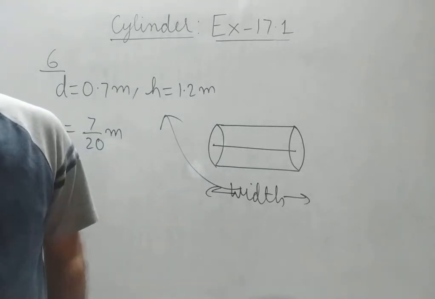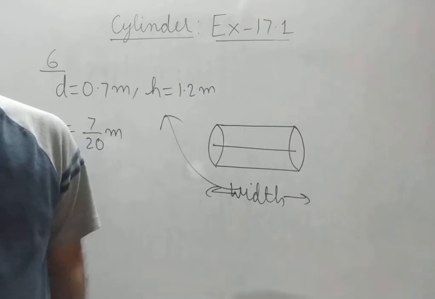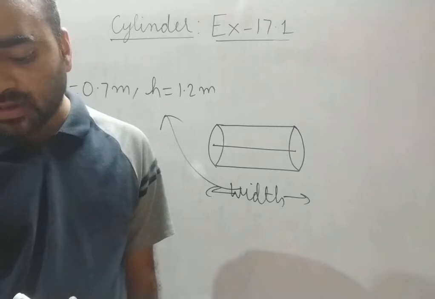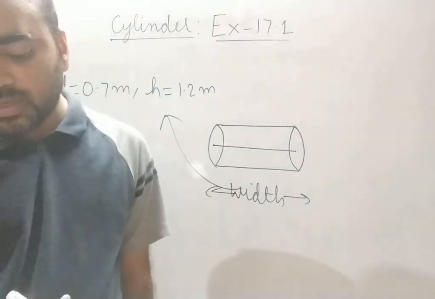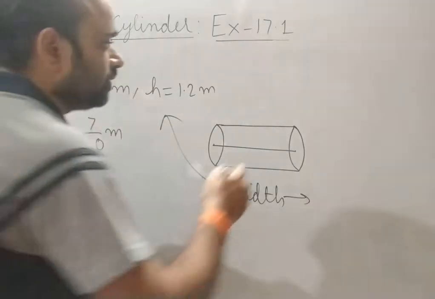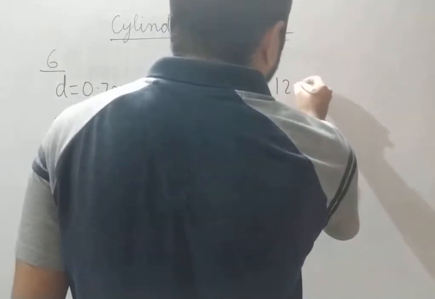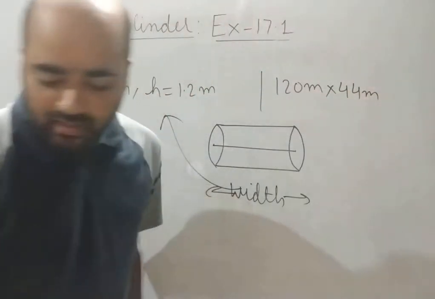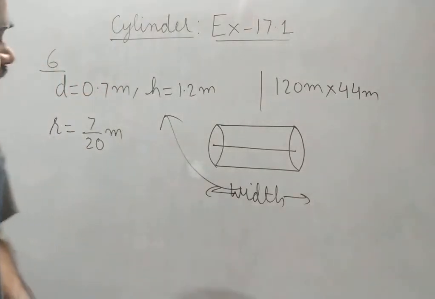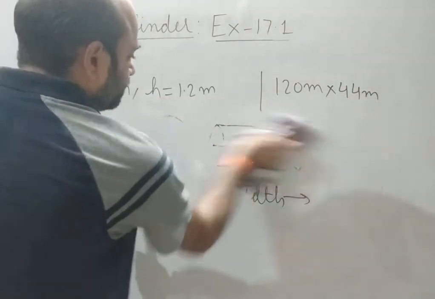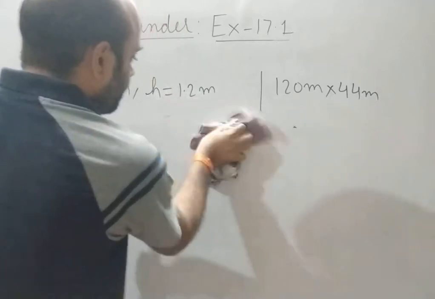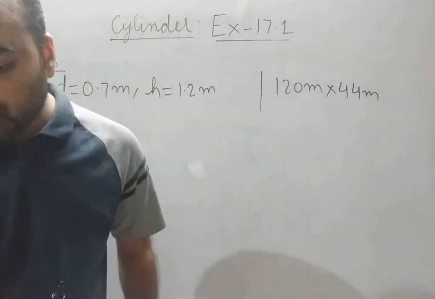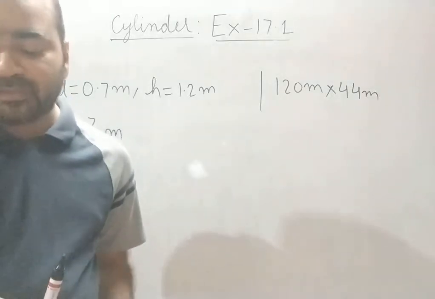1.2 meter. Find the least number of revolutions that the roller must make in order to level a playground of size 120 meter by 44 meter. So everywhere units are same. See, what is the question? Road roller must make in order to level a playground.